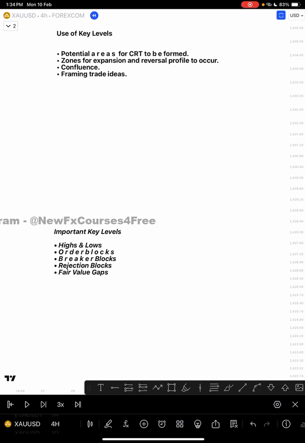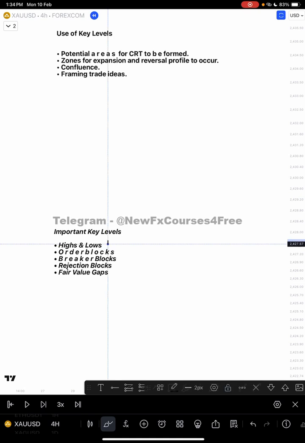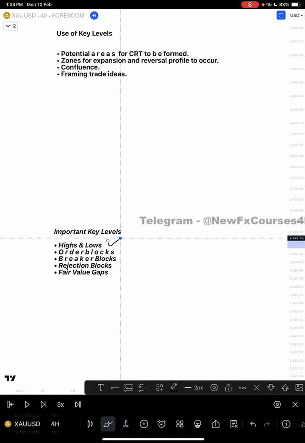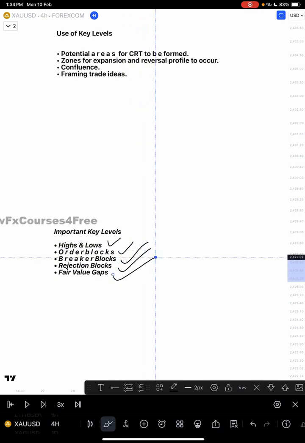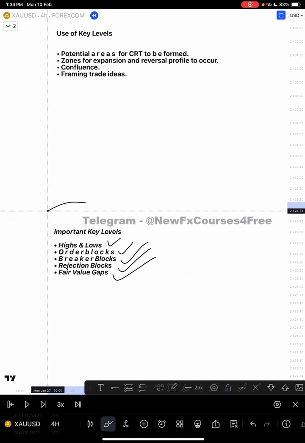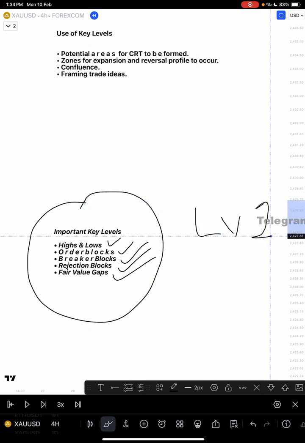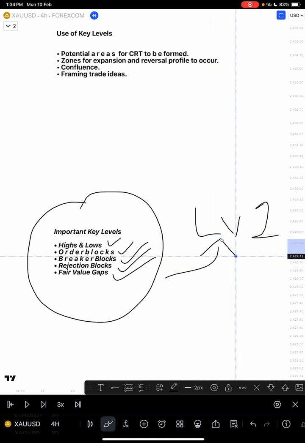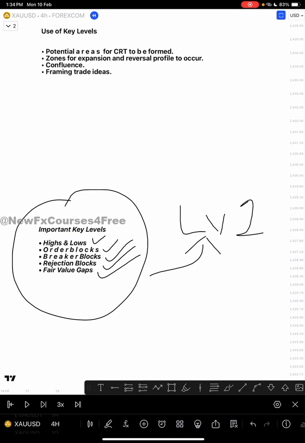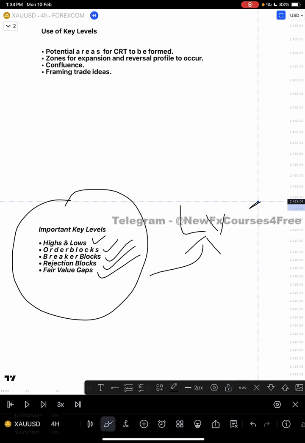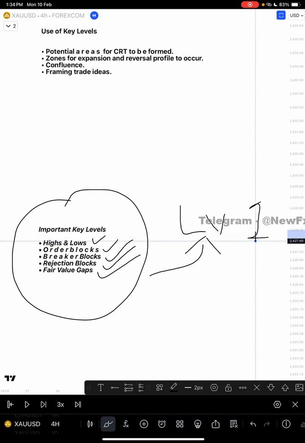Important key levels: we've got the high and the low, and your order block, your breaker block, your rejection block, and your fair value gap. All these were actually taught in level 1. You can go back and rewatch it if you want to. Level 1, not level 2.